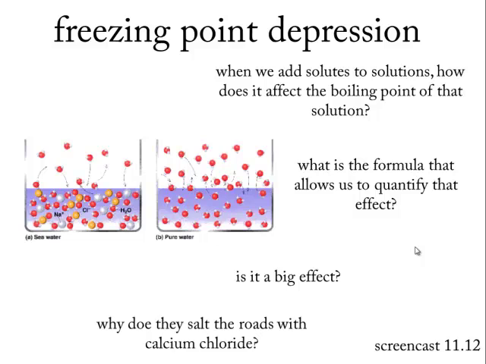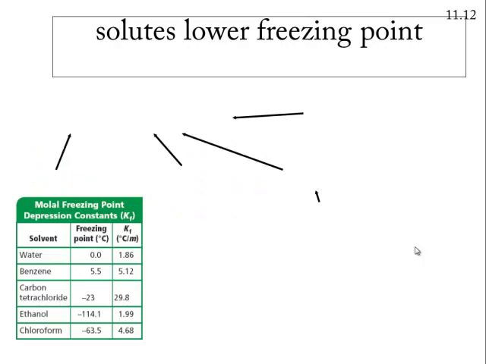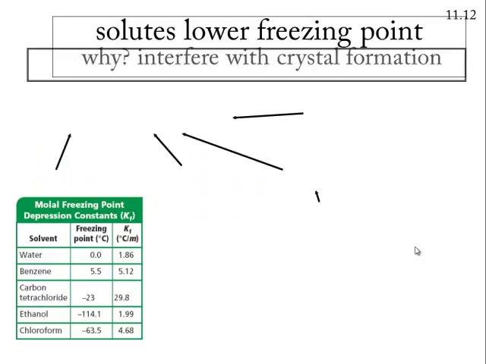Why do they salt the roads with calcium chloride rather than, for example, sodium chloride? There might be a reasonable explanation based on this understanding of freezing point depression. Let's begin. Screencast 11.12. Solutes lower the freezing point.